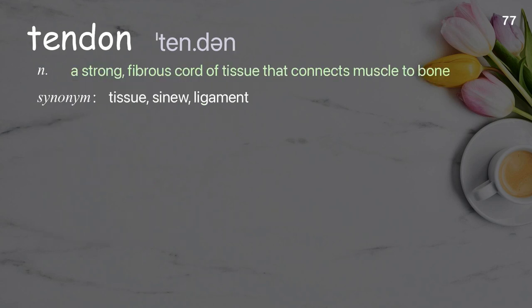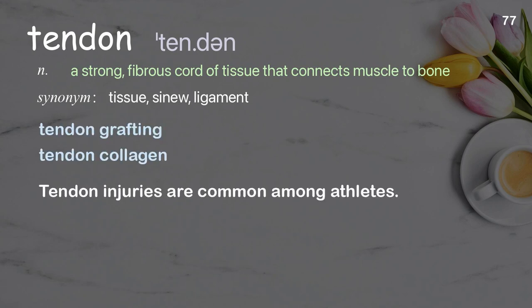Tendon. A strong, fibrous cord of tissue that connects muscle to bone. Examples: tendon grafting, tendon collagen. Tendon injuries are common among athletes.